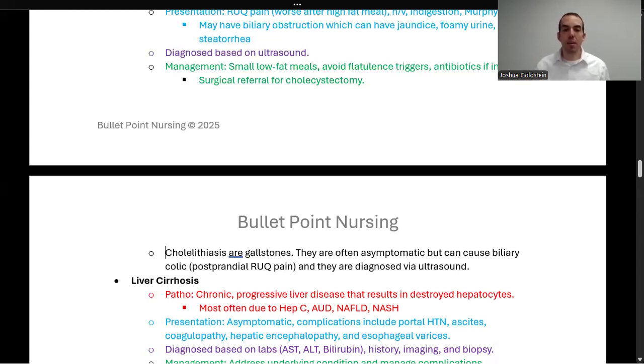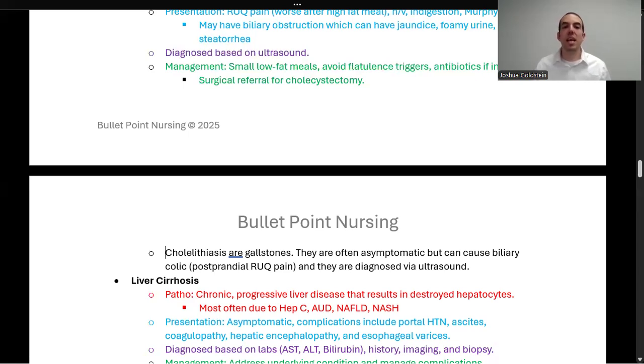So what's the pathophysiology here? Well, it's a chronic progressive liver disease that results in destroyed liver cells, the hepatocytes. It can come from a lot of different things. It can come from hepatitis. It can come from alcohol use disorder, so chronic alcoholism is what we used to call that. It can come from NAFLD or NASH. We're going to talk about both of those in just a few minutes.